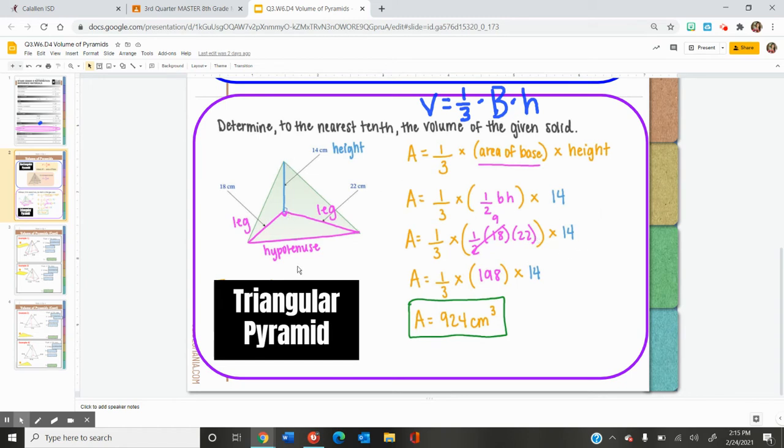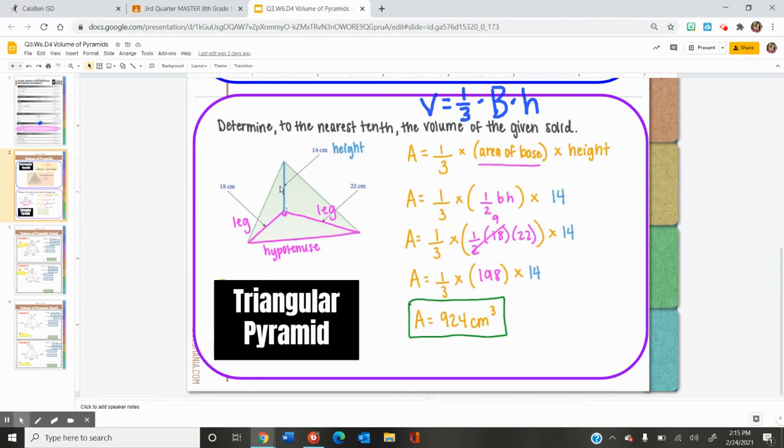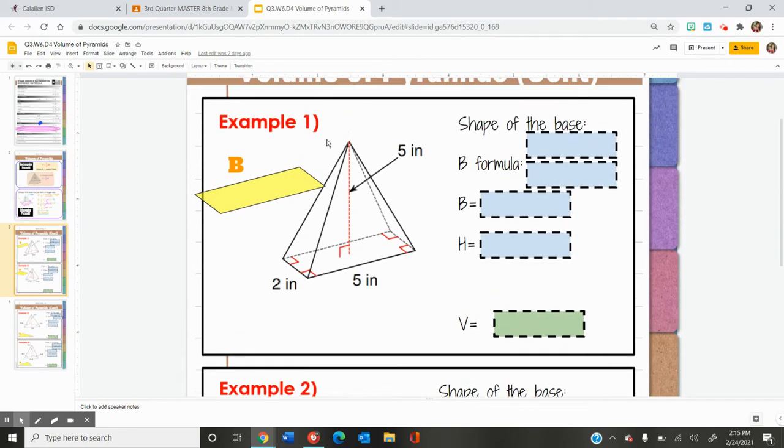So that is going to be 14 here. So whenever we plug this in, this simplifies to 198. That's what our base, or the area of our base, simplifies to. And after simplifying this in our calculator, we would find that the volume is going to be 924 centimeters cubed. Okay, so those are just a few examples on rectangular and triangular pyramids. Let's go ahead and actually find the volume of these pyramids.